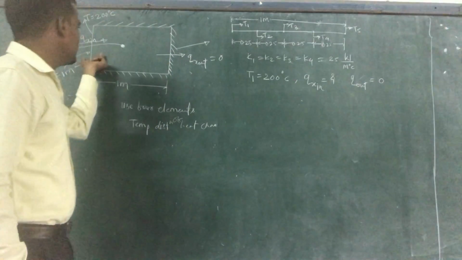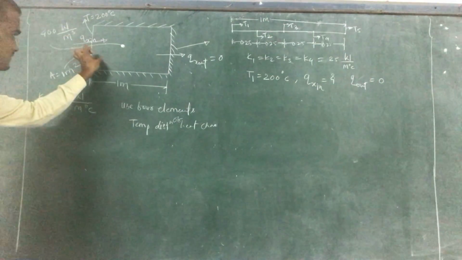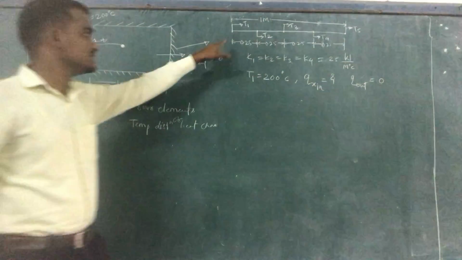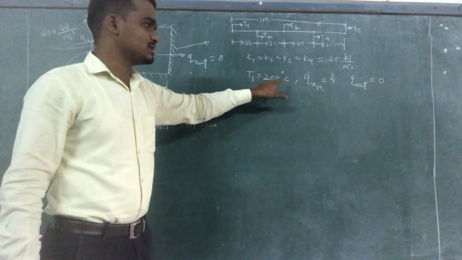Why do we need to find out the heat conducted in? Because on your left-hand side, this node 1 is maintained at temperature T1, T1 equal to 200 degrees Celsius. It means what?